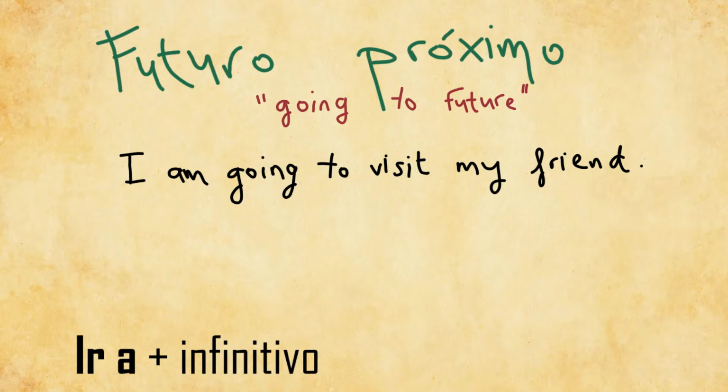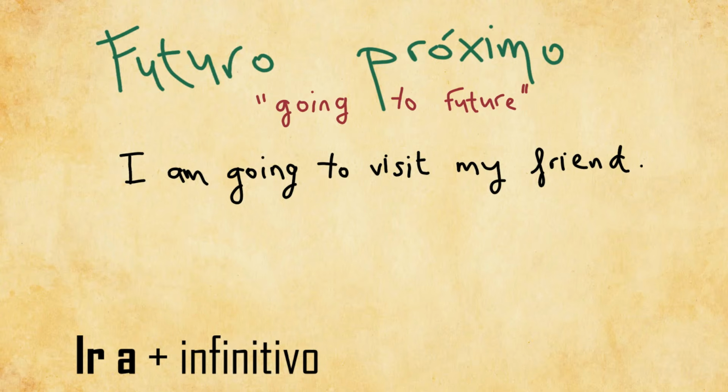I'd like to show you another Spanish tense which is called Futuro próximo, which means near future. However, this tense is more known by the name going to future, and you can see it from the example sentence already. So the sentence says, I am going to visit my friend. So clearly, this expresses something that is going to happen in the future, and it is a plan, so that the exact time is not important.